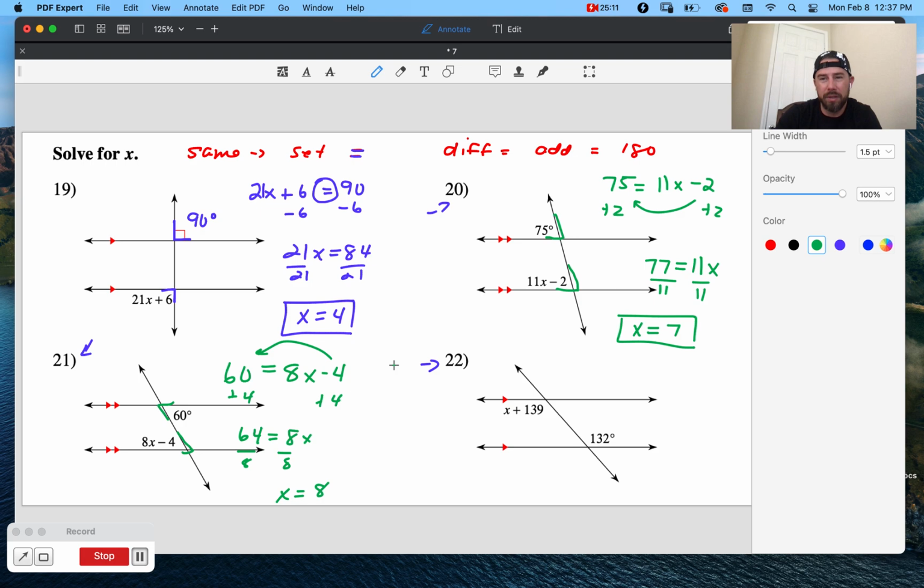All right? So what you should really do if you're super confused, just set them equal to each other. And if you get a whole number, you're probably right. If you don't get a whole number, it's a decimal or something, then you should probably add them and set them equal to 180. Okay?